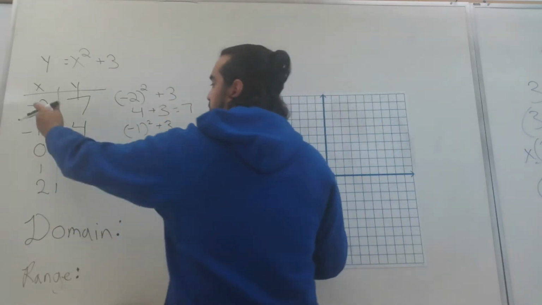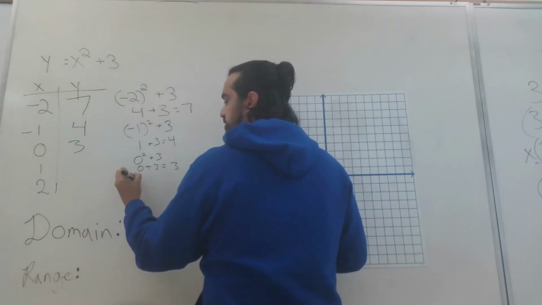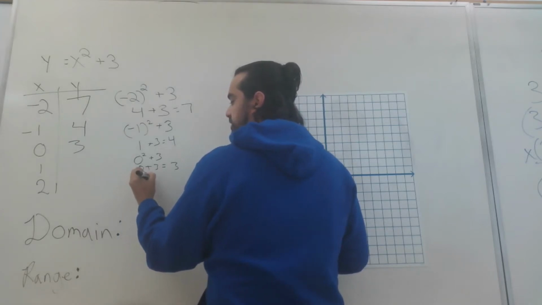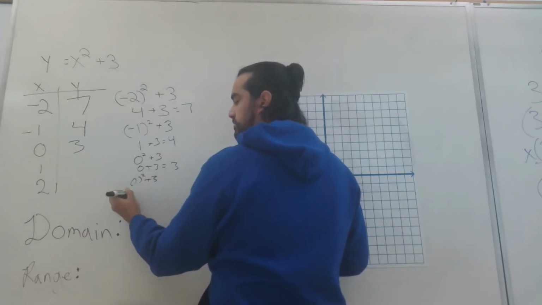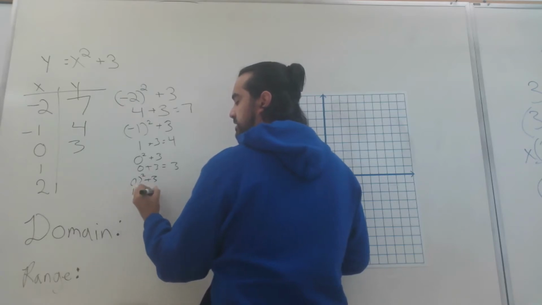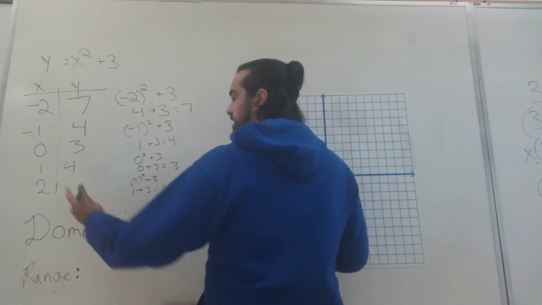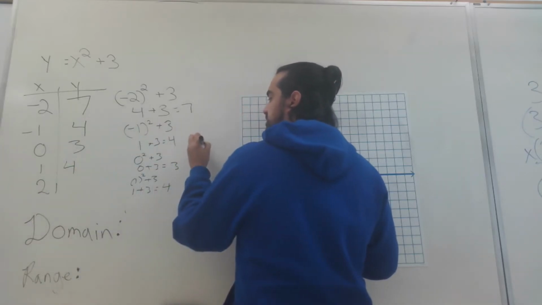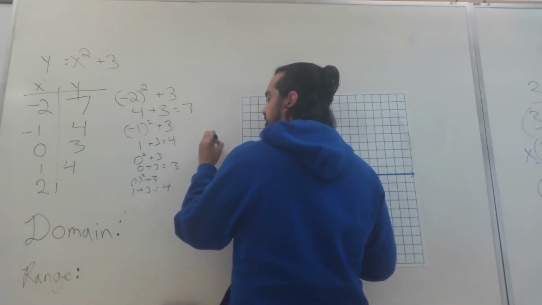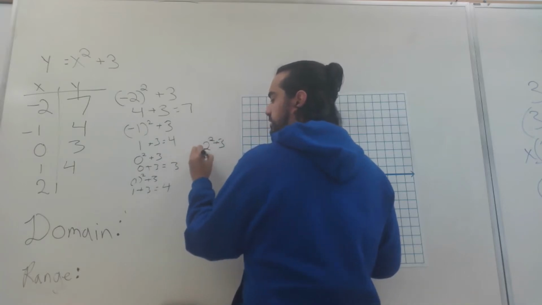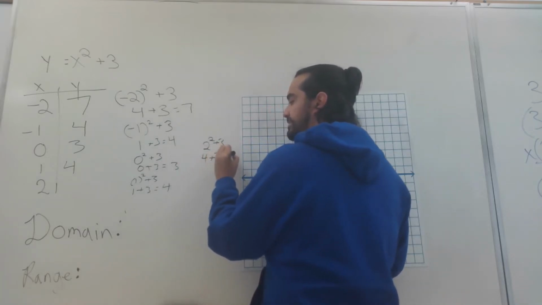Two more. When x is 1, so 1 squared plus 3. 1 squared would be 1, plus 3 will be 4. Now my last one, 2. So 2 squared plus 3. 2 squared would be 4, plus 3 will give you 7.